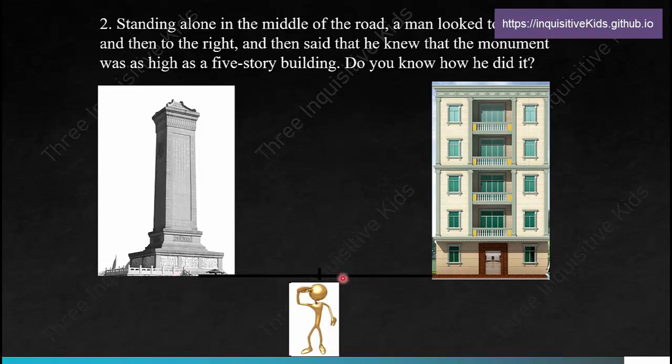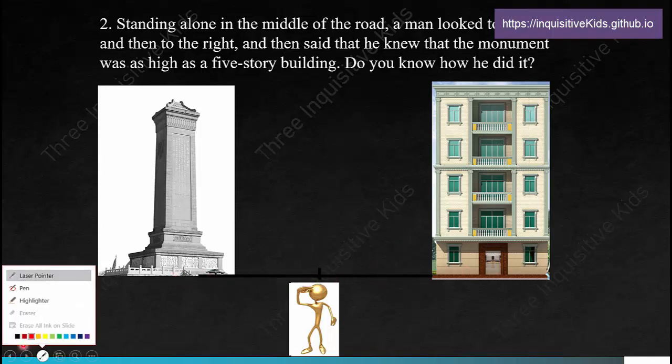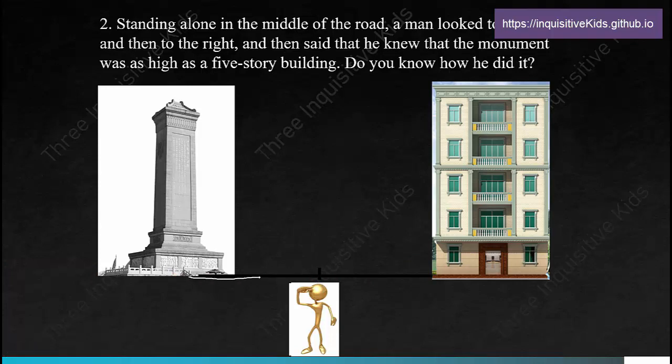Pretend this is on a number line. Not on a number line, but something like one. So just something that measures distance. This point is where the person is at. Over here is a monument. And over here is the 5-story building. And how did he find out?